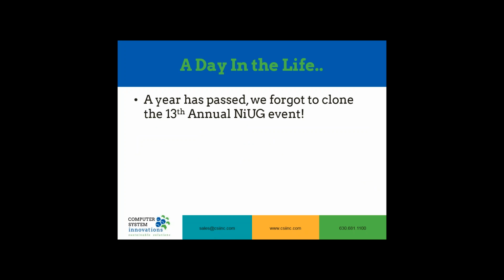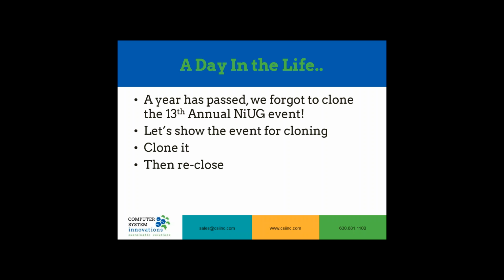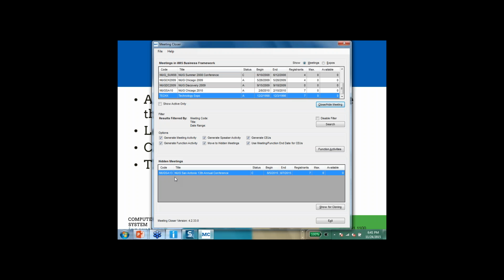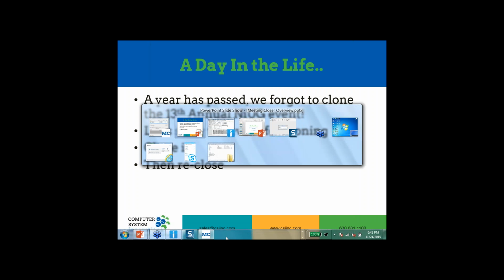Okay. So years gone by, someone walks in the door and says, got a problem here. You closed that event, and I forgot to clone it. So we're going to go ahead now and show the event for cloning. We're going to then clone it in IMIS, and we're going to reclose. All right? So really easy to do, right? Back here, show for cloning. Jump back into IMIS.